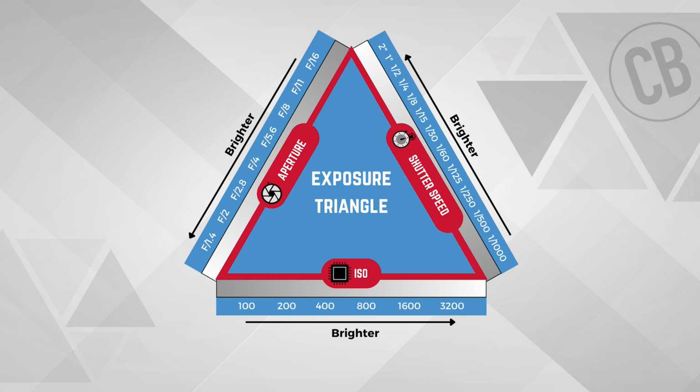To recap, the exposure triangle is made up of 3 elements: aperture, shutter speed, and ISO. The aperture controls how much light enters the camera's lens, so we can either open it wide, allowing more light, or make it narrow, allowing less light. However, aperture will also affect the depth of field in our image.